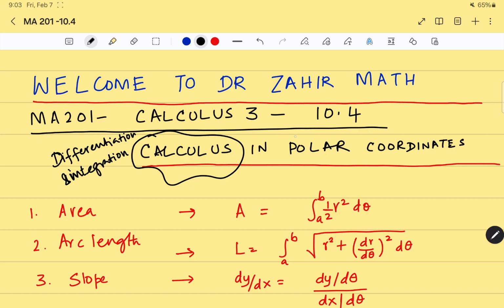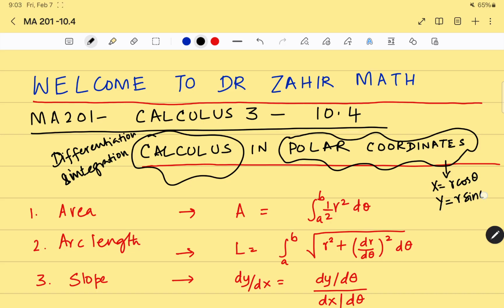What do you mean by polar coordinates? I told you, polar coordinates are nothing but x equals r cos theta and y equals r sin theta. After that, x squared plus y squared equals r squared, and theta equals tan inverse of y by x. These are the details you should know before going into polar coordinates.